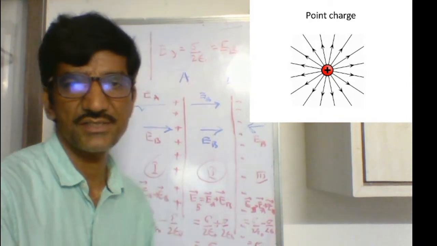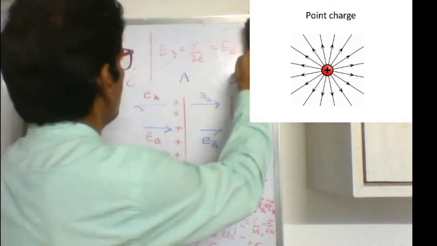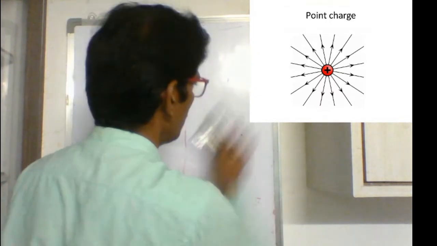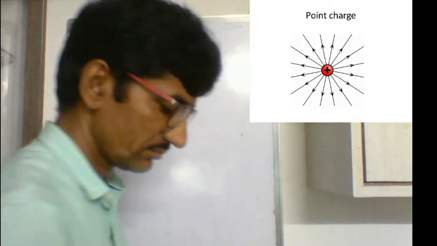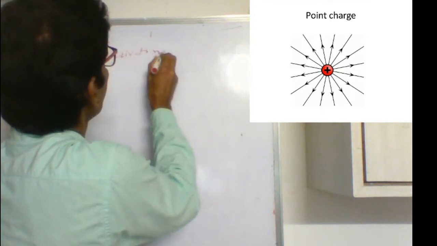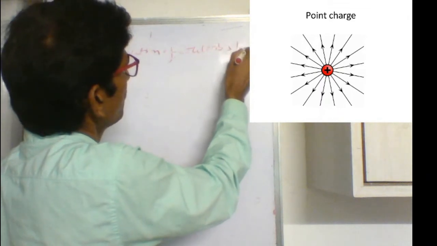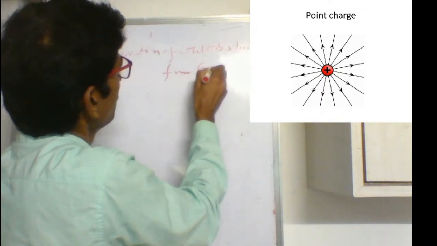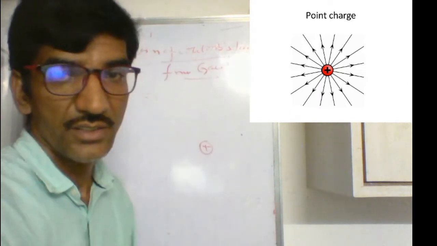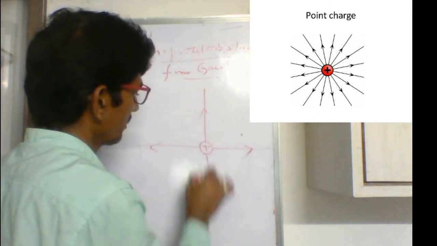Yeah, you see here, this is a point charge, field lines are coming out from that. Now, what is this? Derivation of Coulomb's law from Gauss law. For that you are taking a positive charge. Here field lines emerge out from this charge.